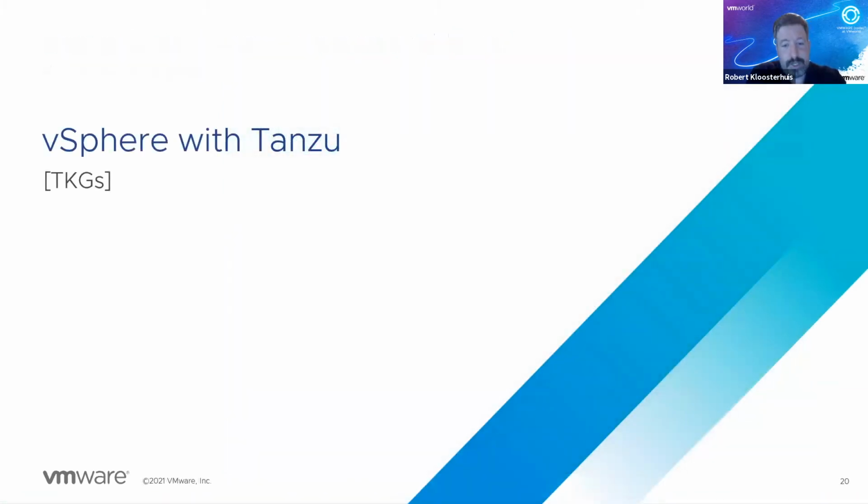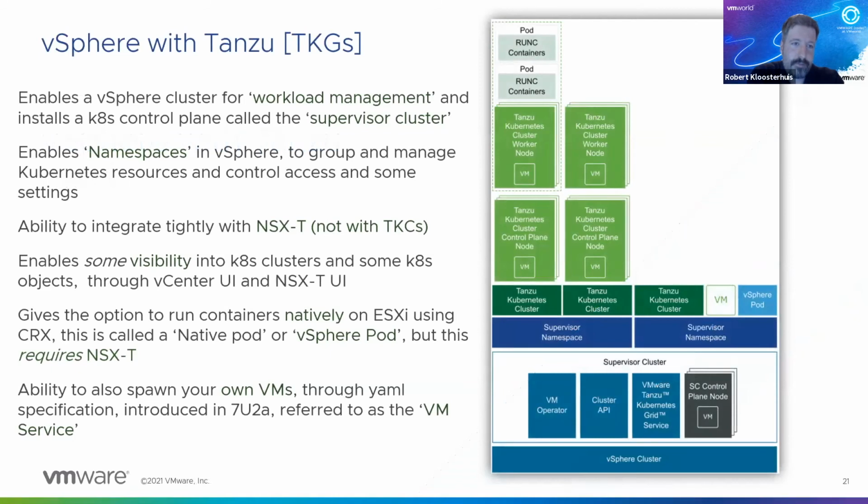And finally, TKGs, vSphere with Tanzu. This is the version of TKG that's embedded inside vSphere. Now, like I said earlier, there are two different ways you can use this. You can either run pods natively inside ESX, or you can do what you can do with TKGm as well. You can simply spawn a workload cluster, which is a standalone cluster, it's just VMs, and then you run your workloads in that. So you have an option, but the options require some careful thinking.